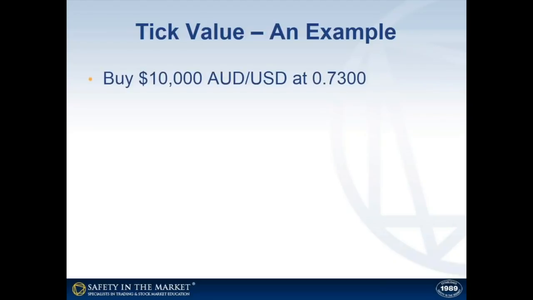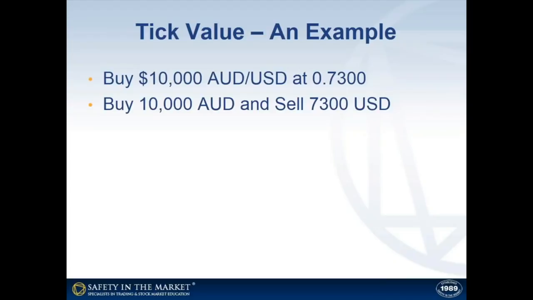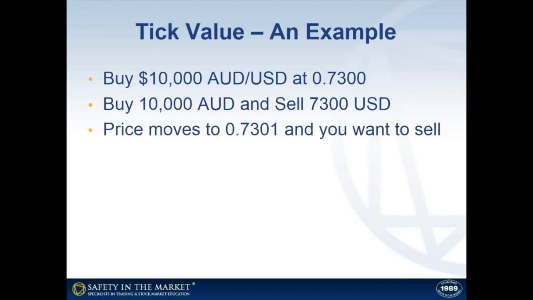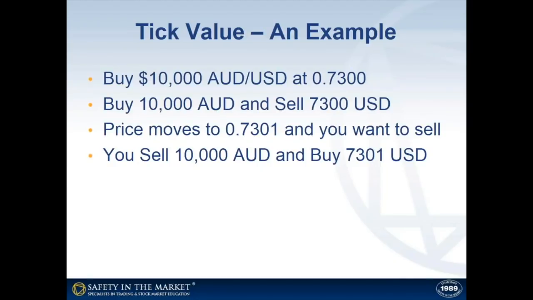So let's assume that you've bought 10,000 Aussie dollar, US dollar at 73 cents. The calculation there says that we buy 10,000 Aussie dollars and we sell 7,300 US dollars. Okay. The price then moves up to 0.7301 and we want to get out. So to get out, you sell 10,000 Aussie dollars and you buy US dollars, but now you're no longer trading US dollars at 73 cents. The price has moved up to 73.01. Okay, so you're buying 73.01 US dollars with your $10,000.